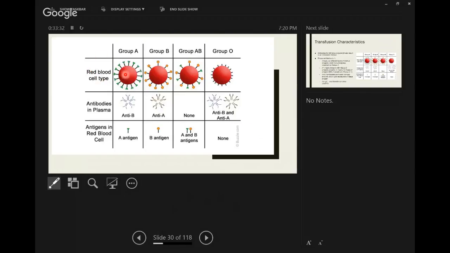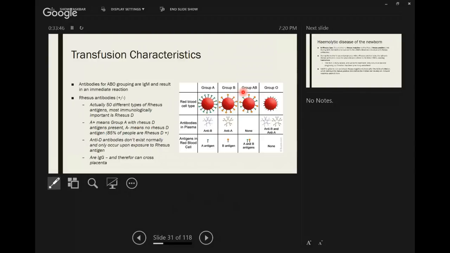So this is the basic ABO type. If you're group A, then in your plasma you'll have anti-B. If you're group B, you'll have anti-A. If you're group AB, you'll have no antibodies. And if you're group O, you have antibodies to everything. I don't want to go through this. I'm sure you've done it all to death. So transfusion characteristics. So antibodies for ABO grouping are IgM, and so they cause an immediate reaction.